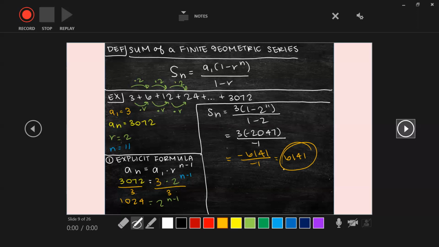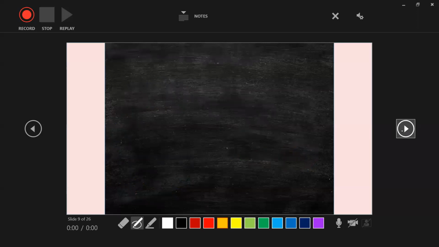So let's try and do another one. Let's do this example where, again, we're trying to find the sum of the series, but this time we have 4 plus 12 plus 36 plus a bunch of stuff plus 972. On your own paper, I want you to try to find a sub 1, a sub n, r, and n. And I will go ahead and write the explicit formula up here to find n.